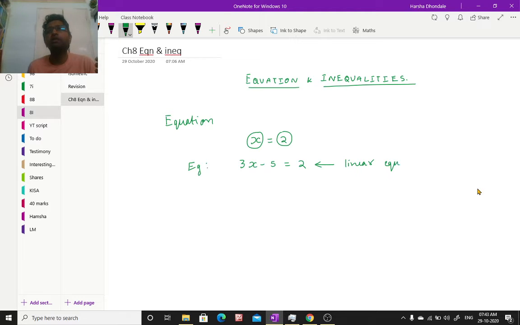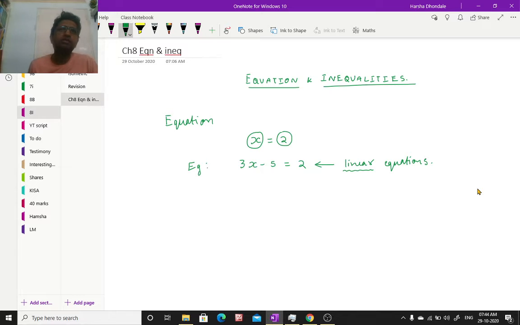Now, why this specific name, linear equations? What is the significance of this word linear? I suggest you do some research on it and explain to me the significance of this word linear. If you are not able to find out, of course, I'll tell you, but you need to do some research about it and tell me why this name, linear equations.